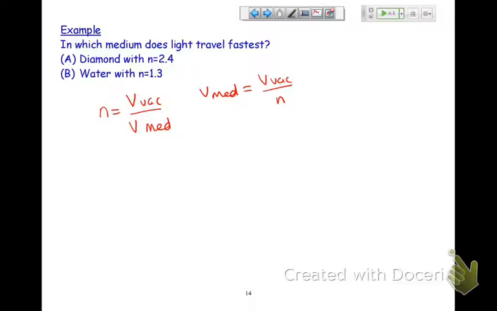So which medium does light travel fastest in? Well, you want a smaller n, so water. Light travels faster in water than it does in diamond. Okay? Diamond really slows down light.